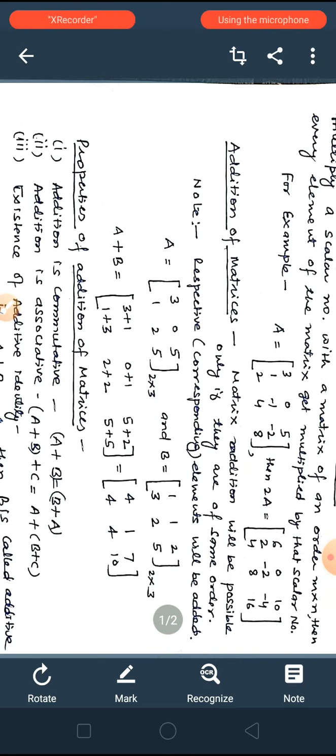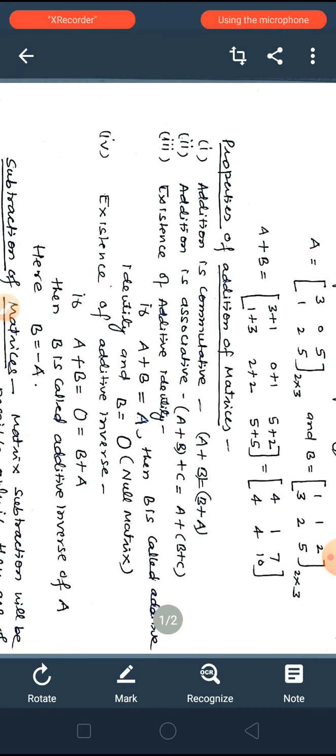Means if matrices are of the same order, how will you add them? Then we simply write A plus B as the sum of matrices, and their respective elements will be added. Means A11 will be added to A11 of the second, A12 of the first will be added to A12 of the second, and so on. So this is addition of matrices.